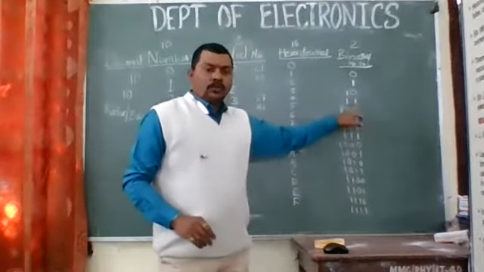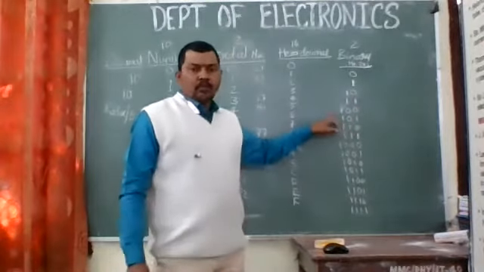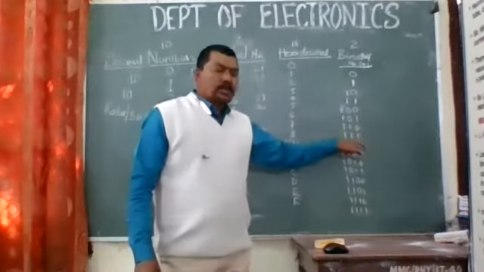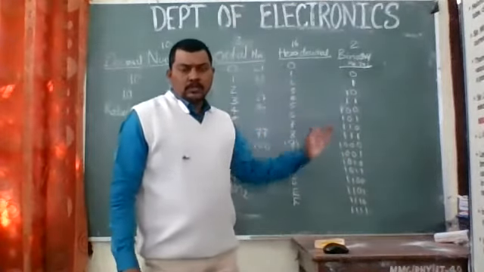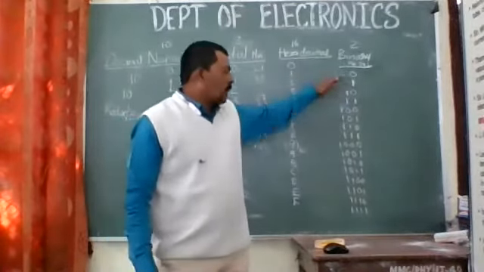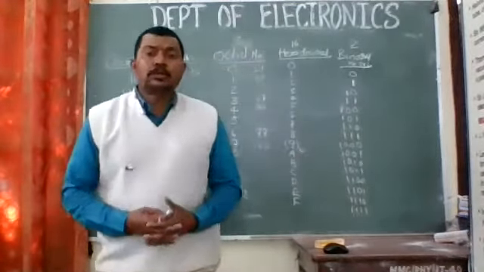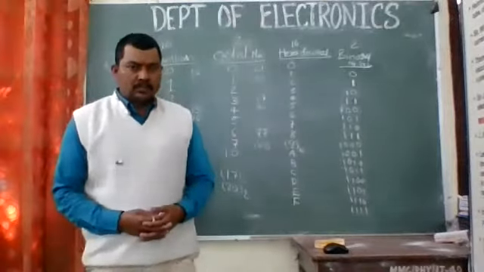Then when it overflows, we'll have 2 zeros with a carry 1. Similarly, 1, 0, 1, 1, 1, 0, 1, 1, 1. So it is 7. I will show you how it is 7 and all. So these are the symbols, these are the numbers which we are supposed to use in the binary number system, right?